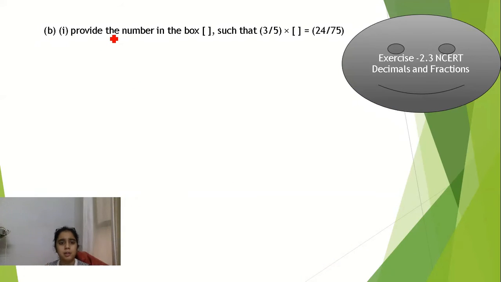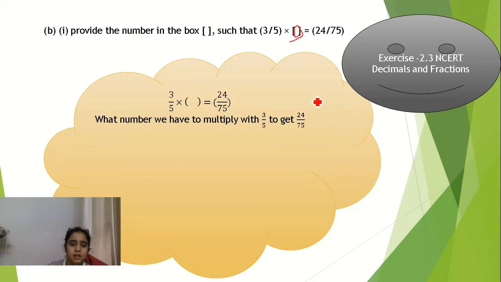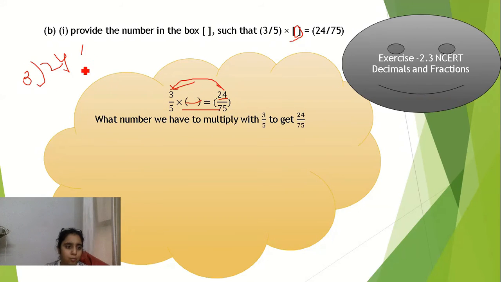So the B part is the same as the A part. We have to find out the number in this box. How will we do this? We have to find the number which, if we multiply by 3 upon 5, we will get the answer 24 upon 75. I have told you a better way: divide 24 by 3 and divide 75 by 5. If you divide 24 by 3, that is 3 times 8 is 24, you will get the answer 8.